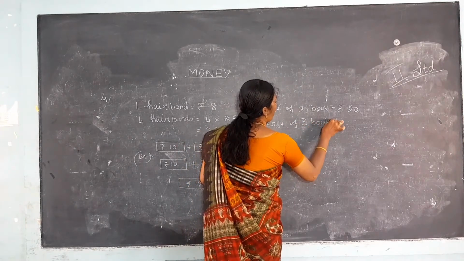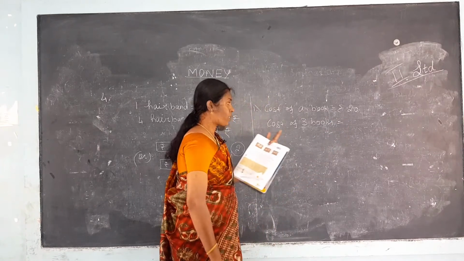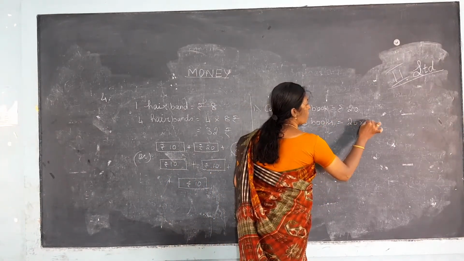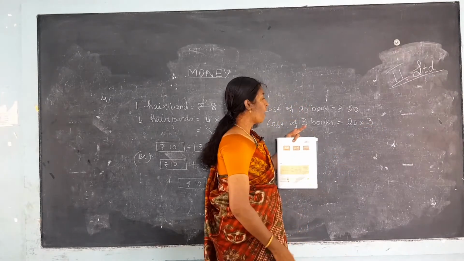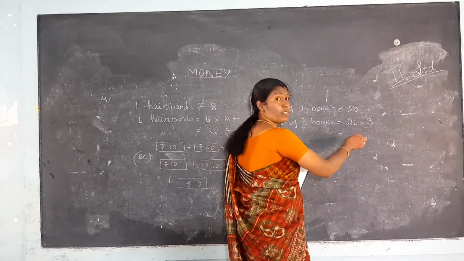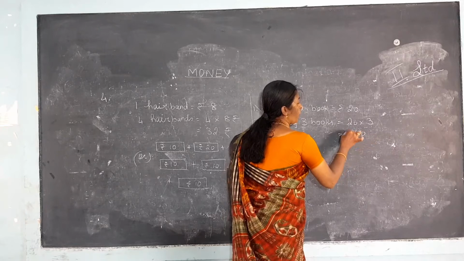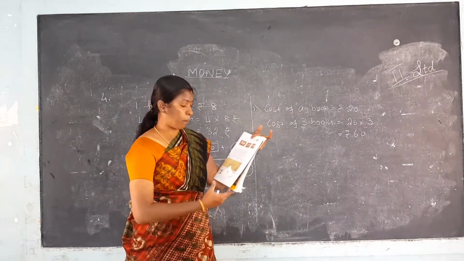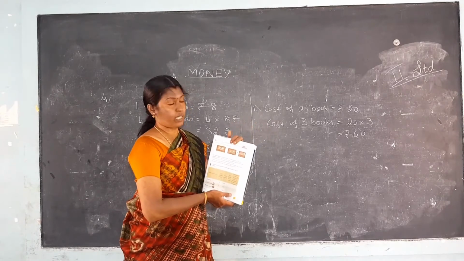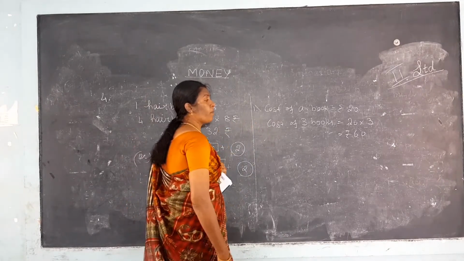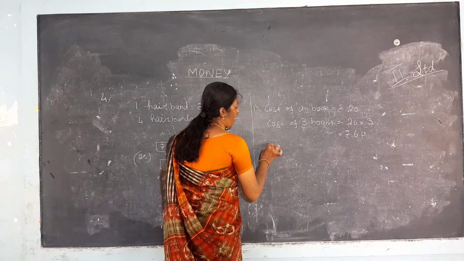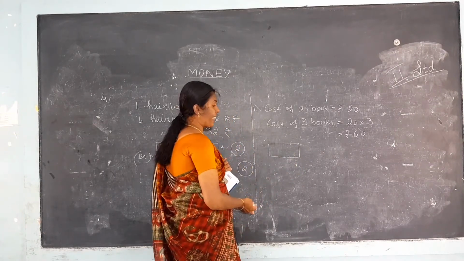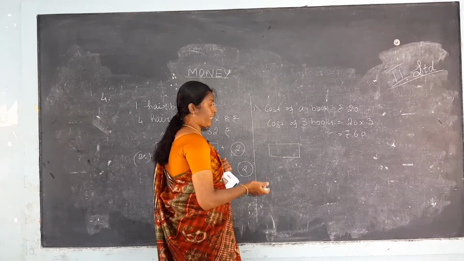What do we have to do? 3 books, 20 into 3. So 3 2s are 6 and 0. So the cost of 3 books is how much? 60 rupees. And we have to make the denomination the least amount. We can take 60 as 10 rupees itself, or a 5 rupee coin, we can take anything.